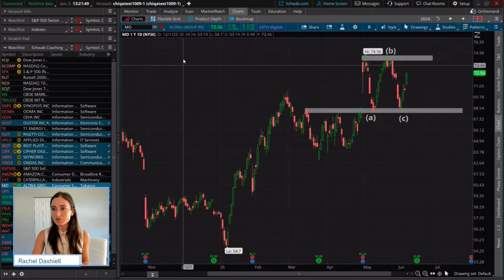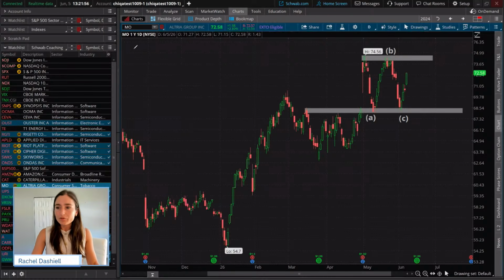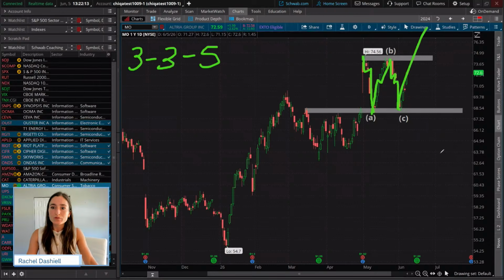So flats are essentially, so I'm going to write on this again with my annotation tool. So flats are essentially a 3, 3, 5. So you have a 3 wave down, you have a 3 wave up, and you have a 5 wave down this way, and then you have the move to the upside, okay? So we can actually see what this looks like when we drop down into the lower time frame chart and take a closer look at this.